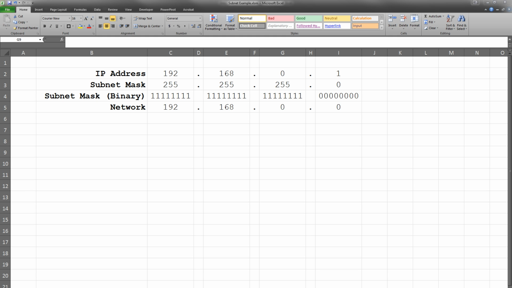Now what if we wanted a different subnet? Could we have a different subnet with the same subnet mask? And the answer is yes. This particular subnet mask defines subnets that are a maximum of 254 hosts in size that use the last octet. But what if we were to use a different IP address?